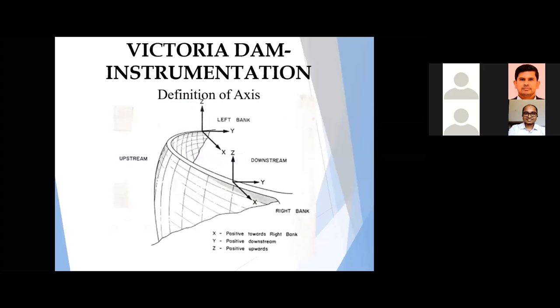For instrumentation data analysis, we need a definition of axis. In our case, we are using an axis definition because when we analyze the instrument data, we need some sort of graphical output and also some conclusion on how the dam has moved: upstream, downstream, to the left bank, to the right bank, like that. So our definition is, you can see here, positive towards the right bank, so we are taking the right bank as positive. And for Y, the downstream-upstream direction, we are taking downstream as positive, then Z upward and downward, positive upward, like that.